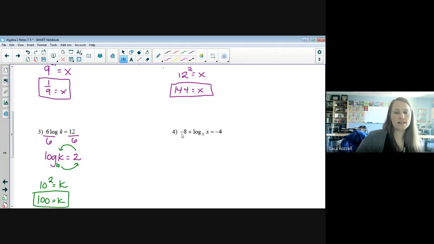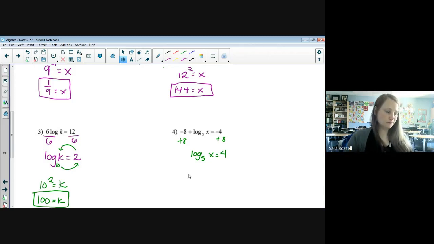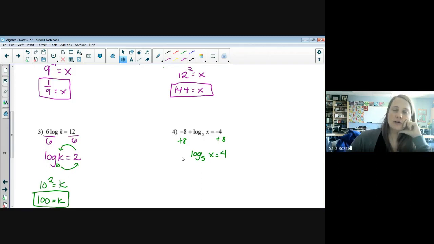On number 4, we have a -8 in the front and -8 plus log. So to get rid of this -8, we are going to do what operation on both sides? Add. So we're going to add 8 to both sides. So log base 5 of x is going to equal 4. And now we do what we just did on all the others. 5 to the 4th is equal to x. I think that is 625. Does somebody agree? Yeah.